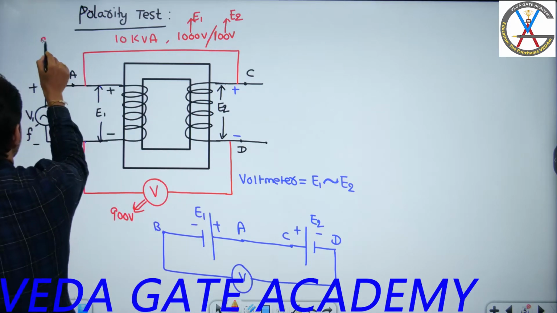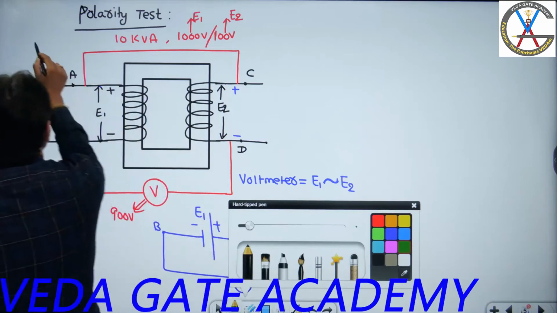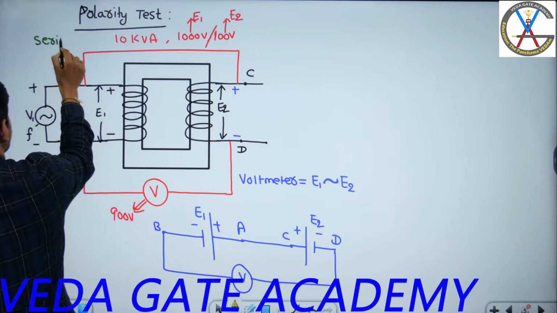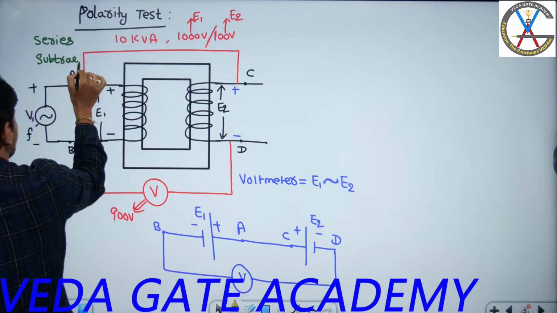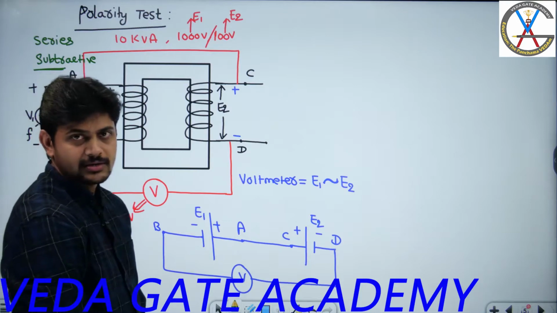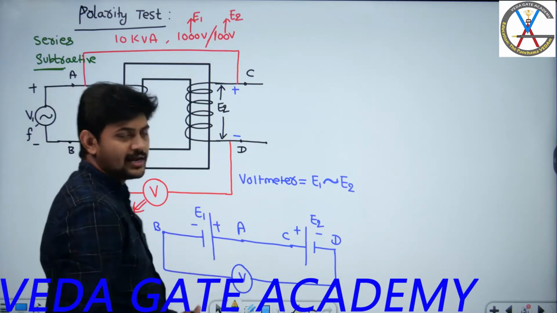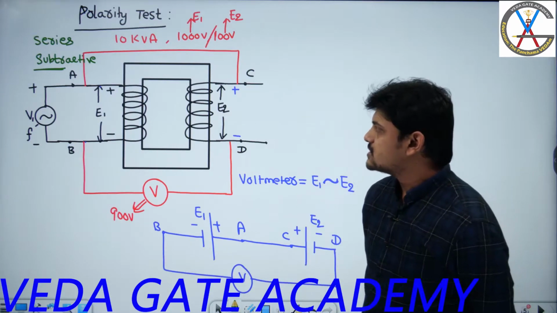as I will write here, using a different color. This is called series subtractive connection. It is called series subtractive connection because the voltages are getting subtracted and the windings are connected in series. Have you understood? So this is one possibility.